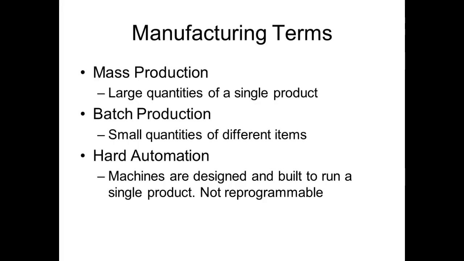So these are manufacturing terms. So we have mass production, batch production, hard automation. And then there'll be some other terms that the book talks about. So mass production. What is mass production? Then we have batch production. So what would Mercedes do? Well, you got to understand we can do both.